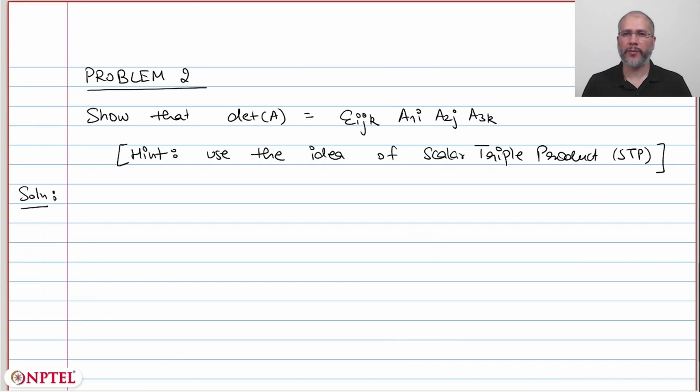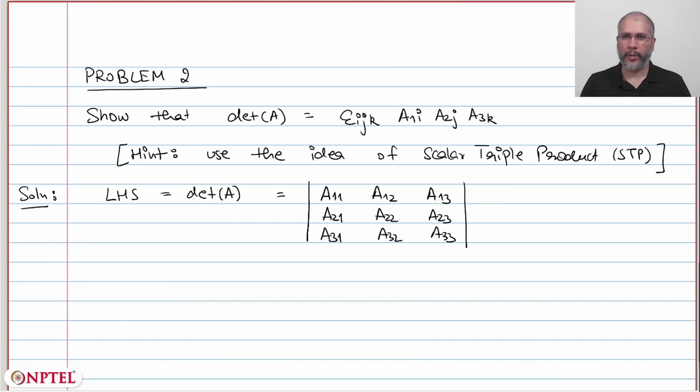So first we must figure out how we will proceed with this. On the left hand side is determinant of A. Now what exactly is the determinant of A? Because we cannot use the index notation. That is what we have to show in this problem. So determinant of A is written as this mod, and we know how to expand this. So this is something we will take as given and proceed with this.